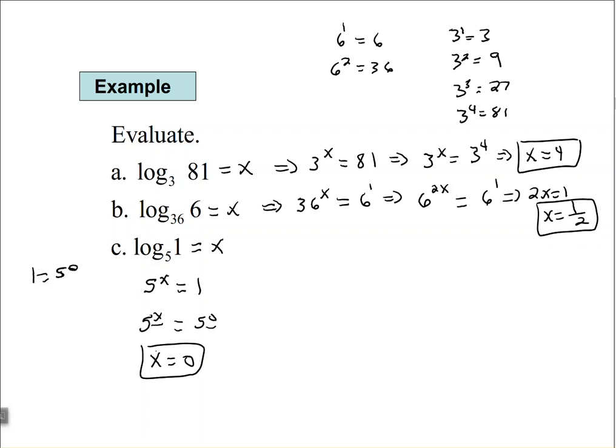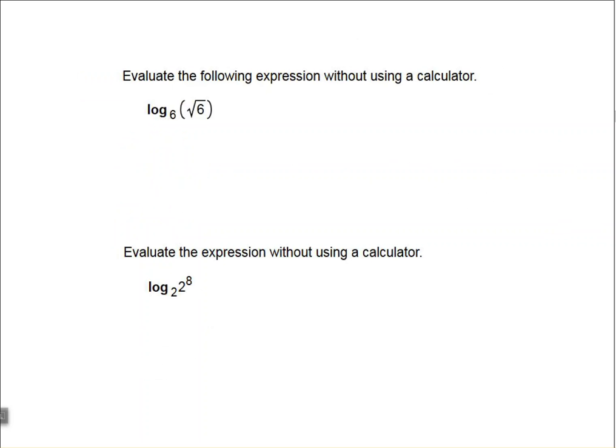Okay, let's evaluate a couple of more of these expressions. So here we want to evaluate log base 6 of the square root of 6. So we will do the same thing. We want to create an equation out of it, and then rewrite it in the exponential form.